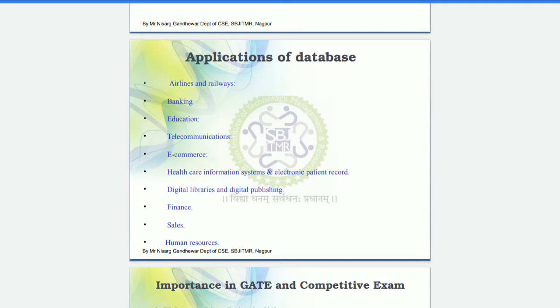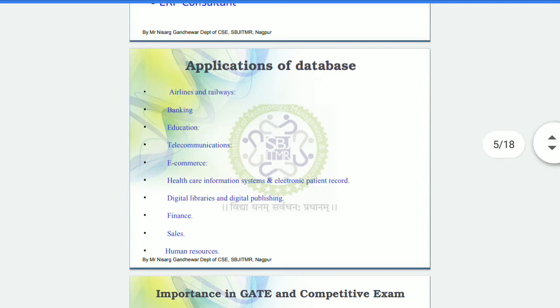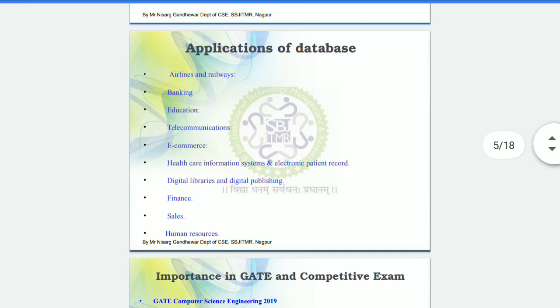Then the third one is education. Do you think that in the education industry also we require a database? The answer is yes. In the case of education industries, in order to store the information of various courses and the information of students, we require a database in the education field also.